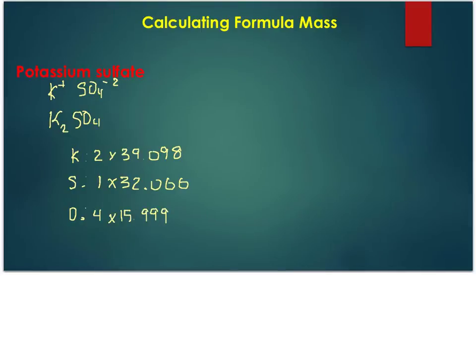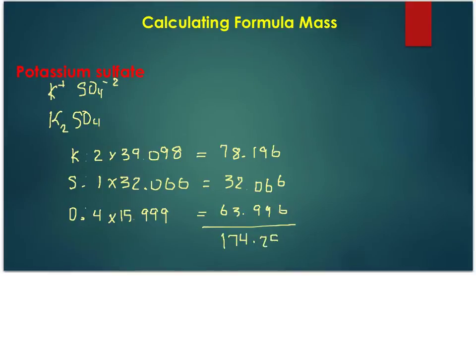Oxygen would be 4 times 15.999. That gives us here 78.196 for potassium, 32.066 for sulfur, 63.996 for oxygen. Add these together, we get 174.258. We want it to the nearest tenth, so that's 174.3, and units of grams per mole.